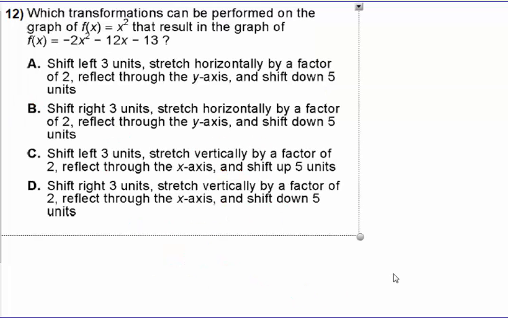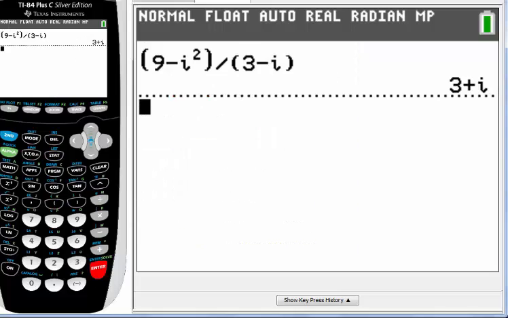Okay, so with this one, the first thing you should look for is a reflection through the x-axis, because we see it's negative, so we know it can't be A or B. And then I think the easiest thing to do would just be to type it in. We know it has a stretch factor of 2 and opening down, but let's just type it in and graph it.